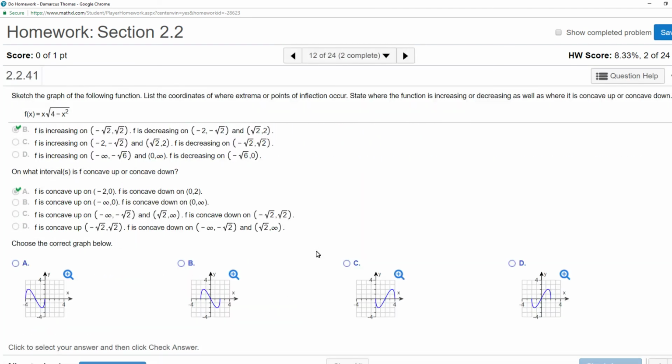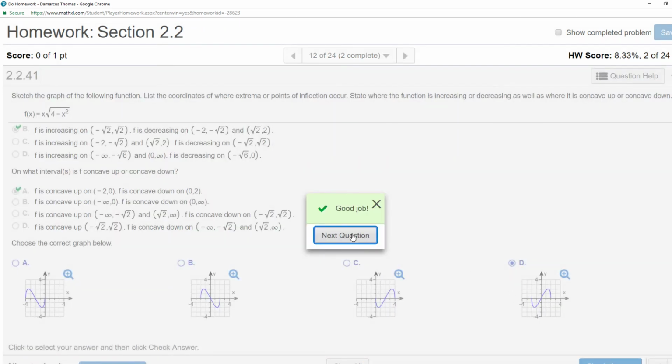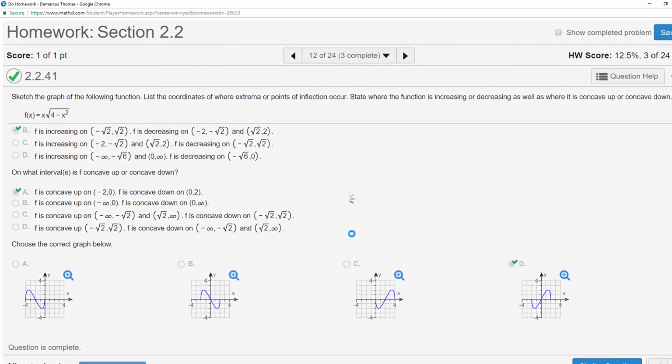And finally, choose the correct graph. Actually, D looked like the one that we were working with, and there you have it. That was it.